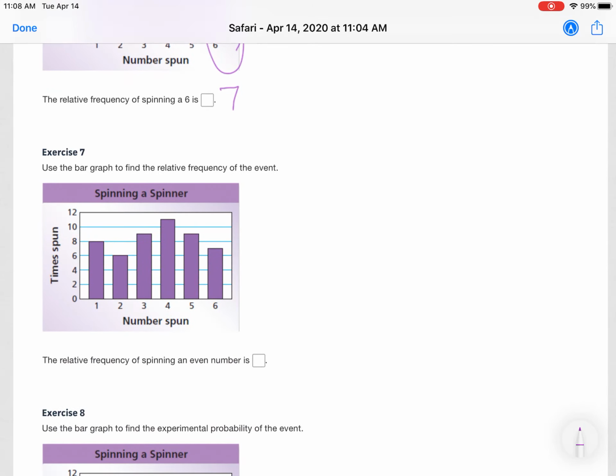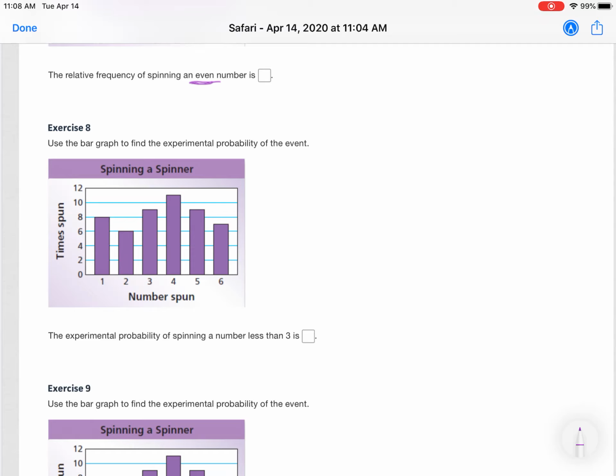For number 7, you're going to do the same thing, but we need an even number. So you're going to look at the top of the 2, the 4, and the 6, and add each of those up, and then that would be your total. So make sure you're adding all 3 of those up before you put an answer in.